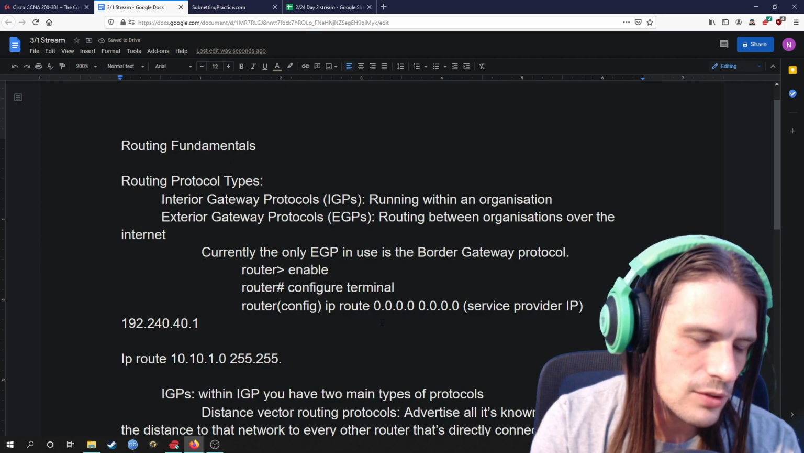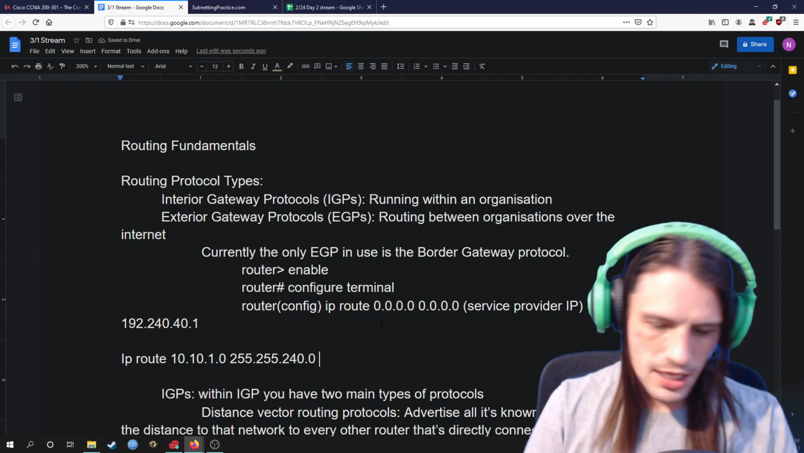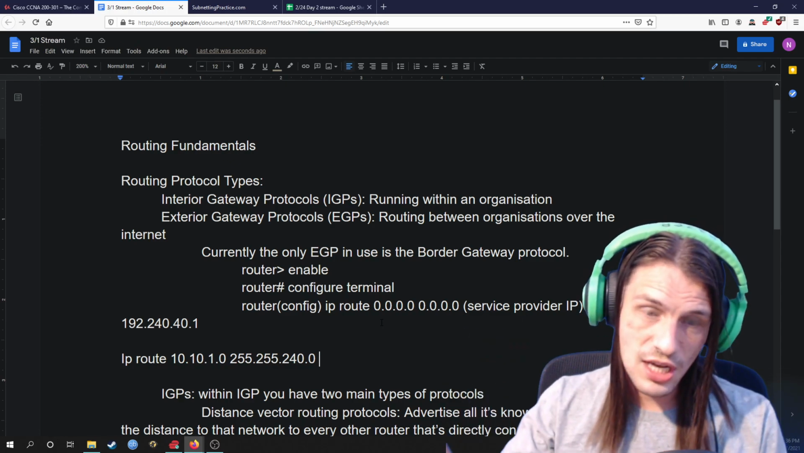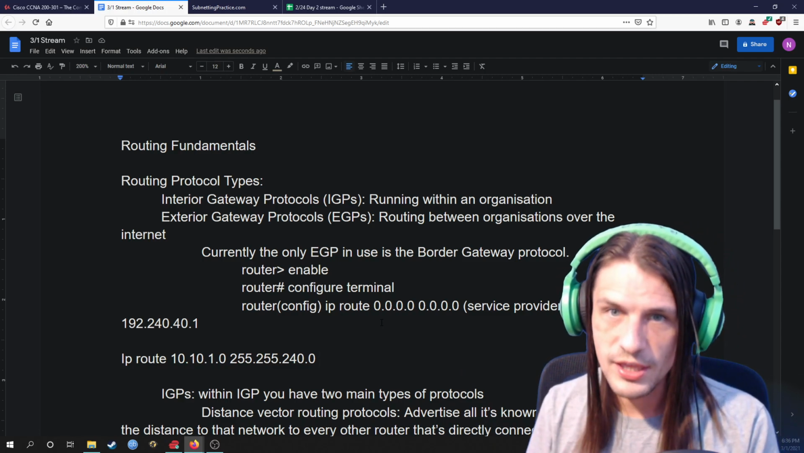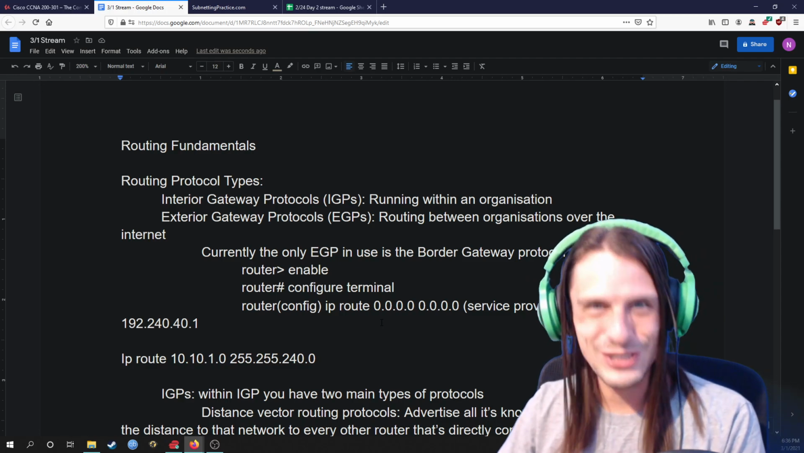So I want to go out to the, let's say I'm going out to the third octet. Maybe I'll do like a 240. And then the last IP is the next hop for that router. So it's not the destination IP, it's the next hop that will get you to the router, that will get you to the next hop, that will eventually get you to that IP.